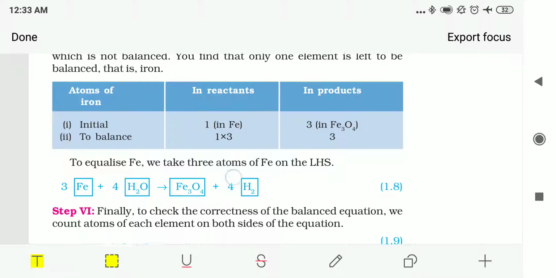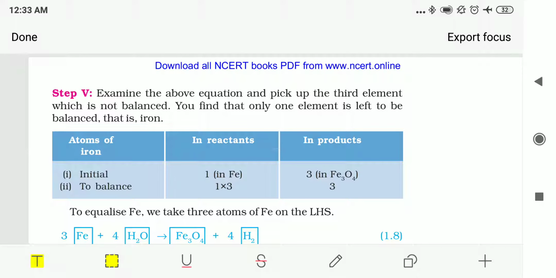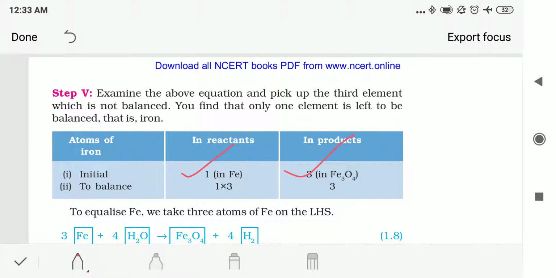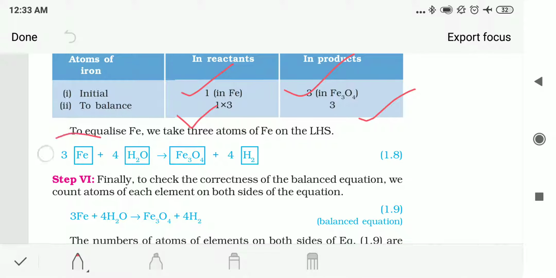We will take iron. Initially you can see here in equation number 1.7, Fe is having 1 atom on the left hand side and Fe is having 3 atoms on the right hand side. So I told you we will not alter the formula, we will write outside the box. So initially in the reactant side we were having 1 atom, and in the product side we were having 3 atoms. So to balance it, 1 into 3 we will write 3, and in the product side we are already having 3. So like this we will write 3 Fe outside the box.